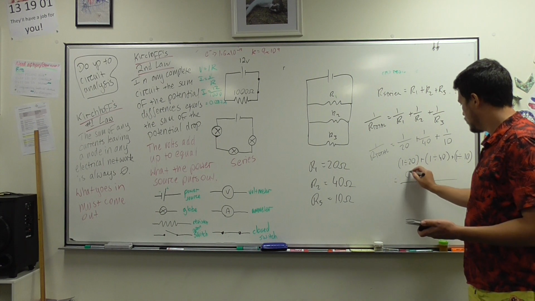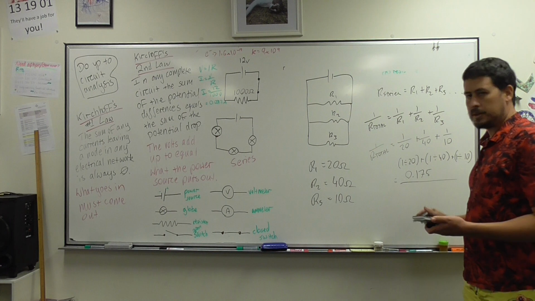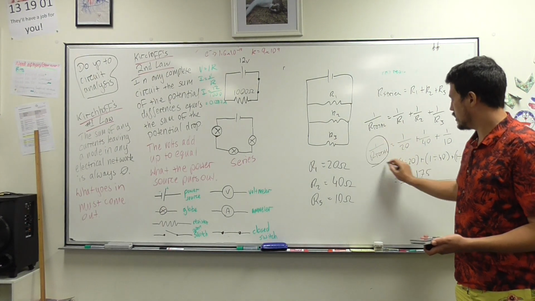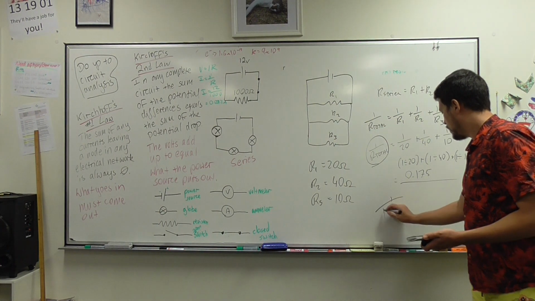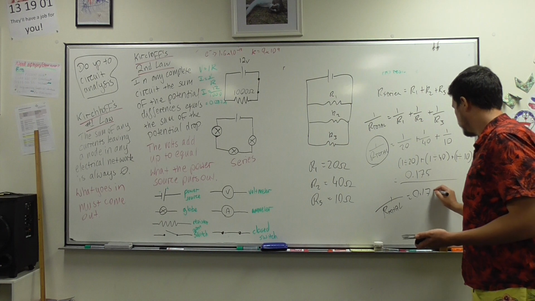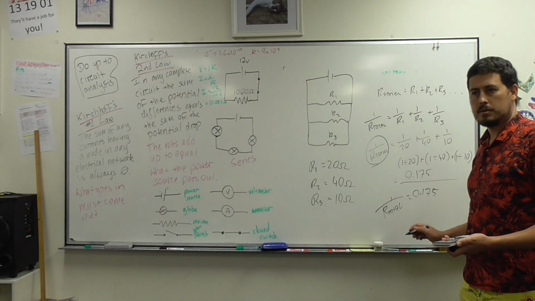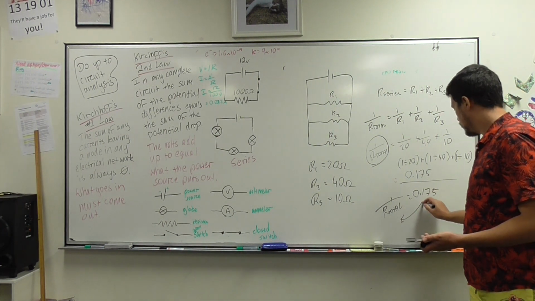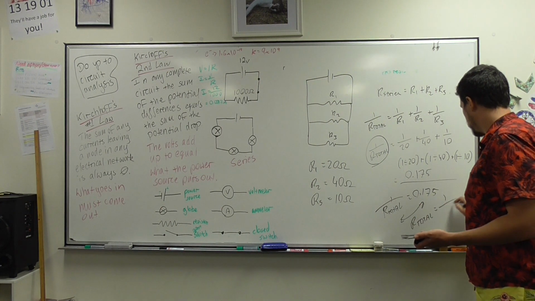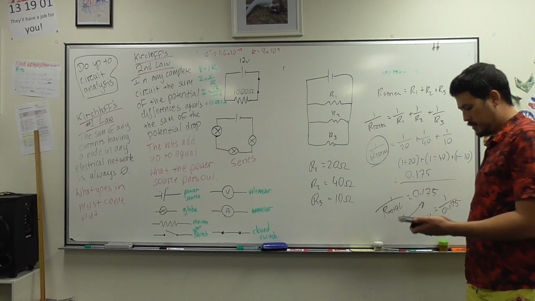So you get this answer, 0.175. You see, that's not the final answer, because 1 on R total equals that. So 1 on R total will equal 0.175. We need to rearrange this equation. So we switch those two. Therefore R total will equal 1 divided 0.175.